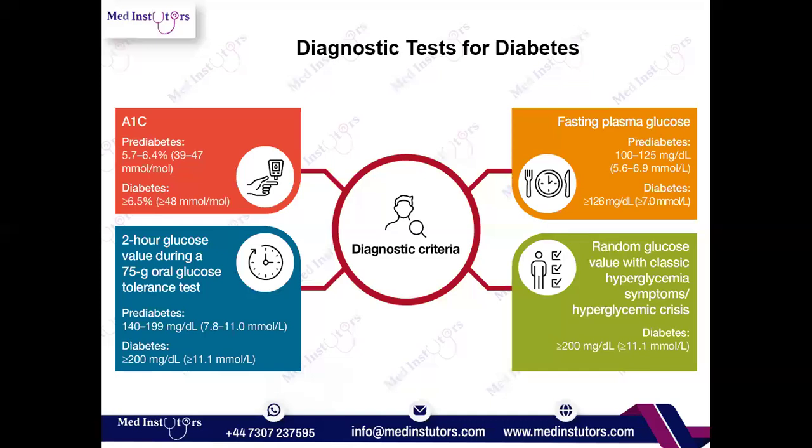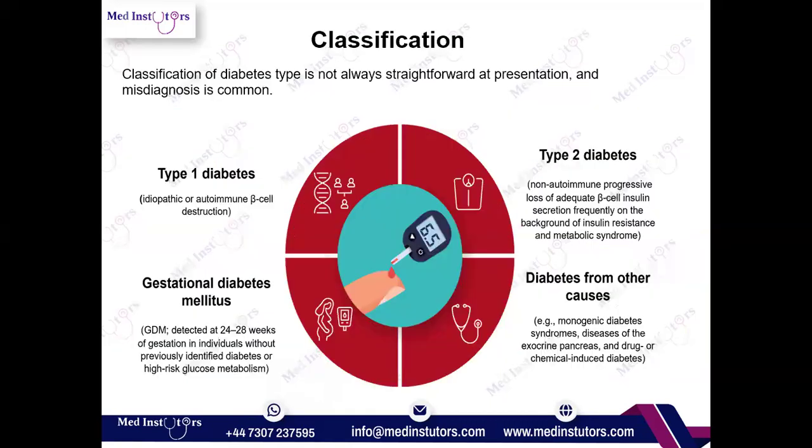So these are the values you can use to find out whether the patient has diabetes or pre-diabetes. And you all know that there are mainly four groups of diabetes as of today. We have the very common type 2 diabetes, and then we have type 1. Then there is gestational diabetes mellitus, and some rare diseases, that is, diabetes from other causes.